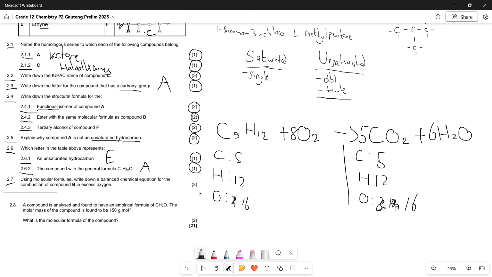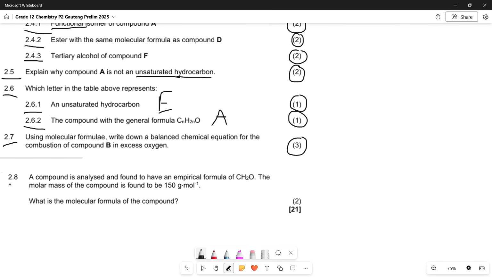And the balancing would earn us our 3rd mark, so therefore we got 3 out of 3 over there. And then last question over here, 2.8 says, a compound is analyzed and found to have an empirical formula, so the simplest representation, of CH2O. The molar mass of the compound is found to be 150 grams per mole. That is the actual molar mass of the molecular formula. It's saying what is the molecular formula of the compound.